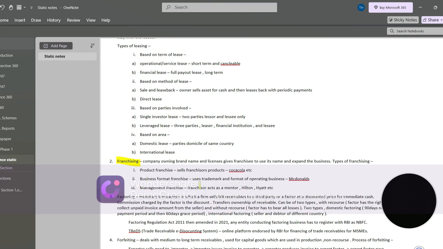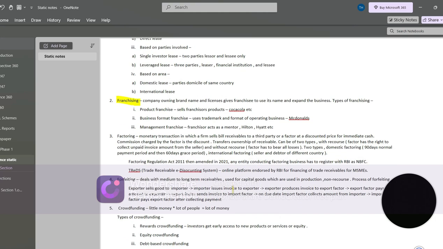So they are copying the business format. Third is management franchising, where the franchisor acts as a mentor for their franchisees. It is done by Hilton, Hyatt, and others. Third alternate source of finance is factoring.